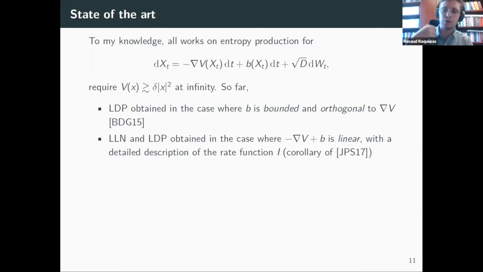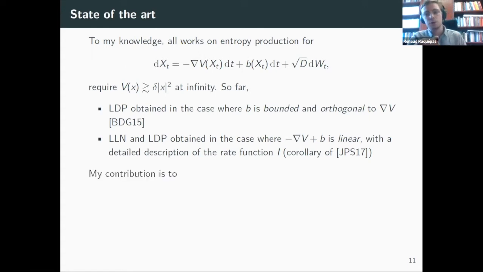quite simple matrix equations. Okay, so in the linear case, your equation just involves matrices. There's a way of writing a matrix equation involving these matrices, and just by solving this matrix equation, you get the rate function, essentially. So that's a nice special case.